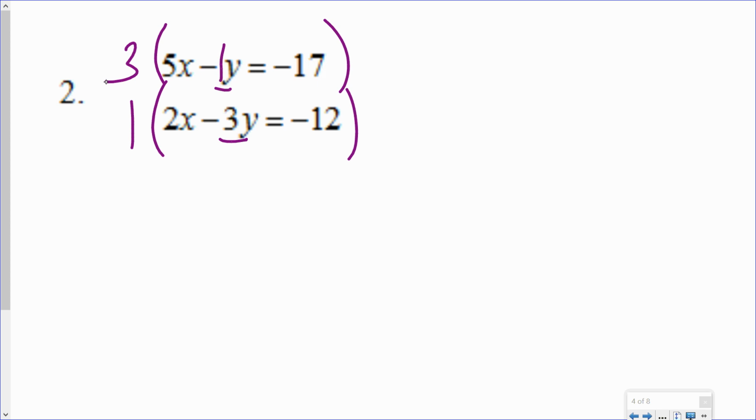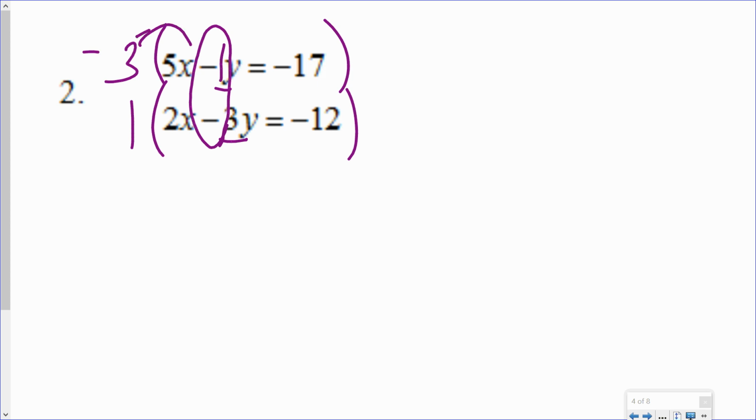Now the signs. Are the signs the same or different? The signs are the same. Is that good or bad? That's bad, because they're not going to cancel if they have the same sign. So because they have the same sign, I have to make one of them negative. It doesn't matter which one I make negative, as long as I make one of them negative.